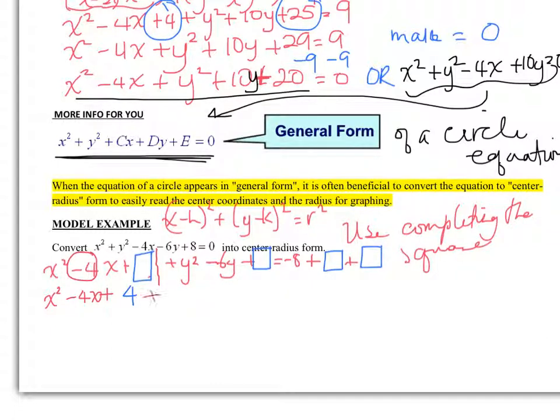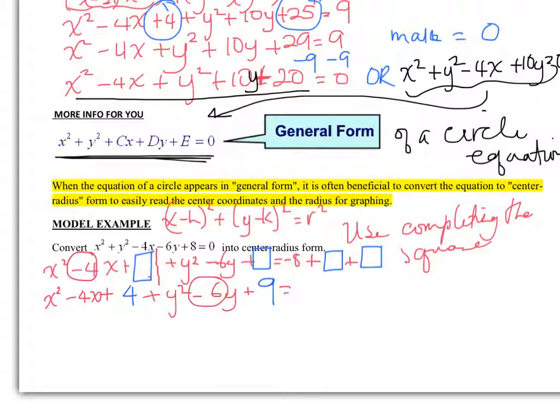Then we're going to do the same thing to the part with the y. We're going to take the middle term, which is negative 6. Half of that is negative 3. Then we're going to square it. Negative 3 squared gives us 9.